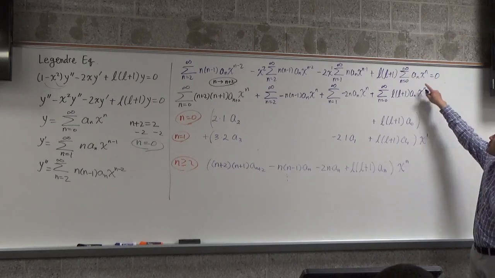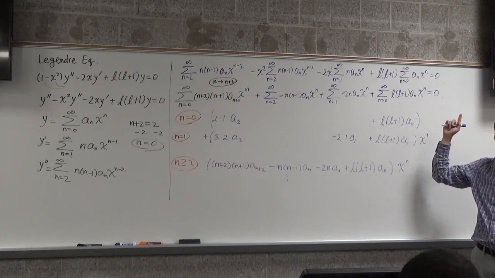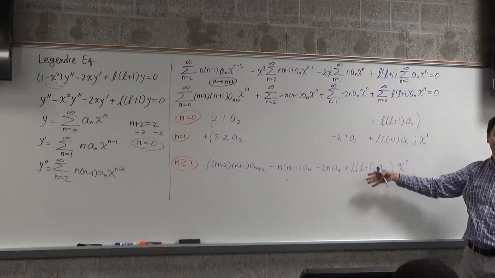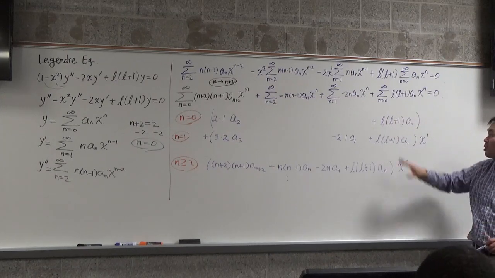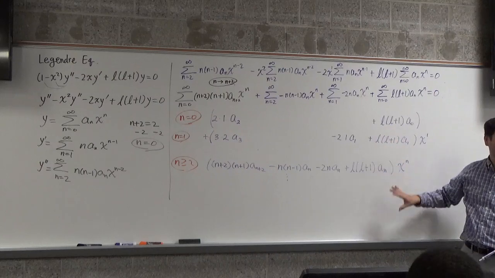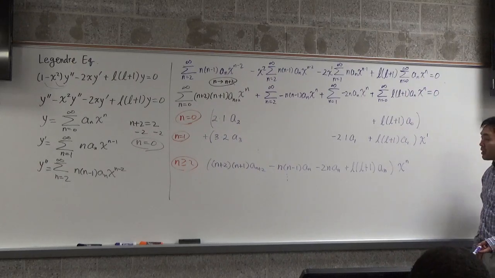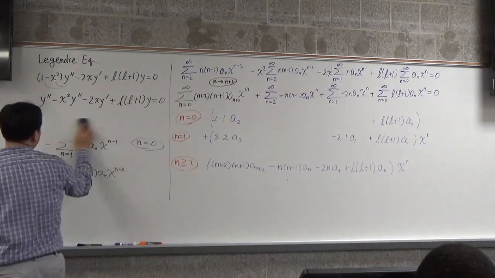And then because these sums have to equal 0 as a function, this Taylor series has to equal 0 as a function, which means that all of its coefficients must be 0 in order to be equal as functions. Okay? So we're going to have the following result. Let's write down the results.